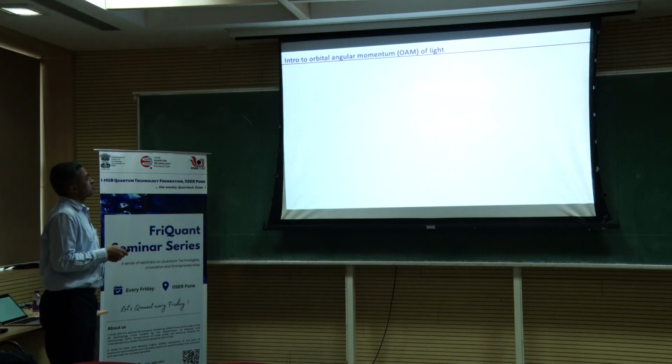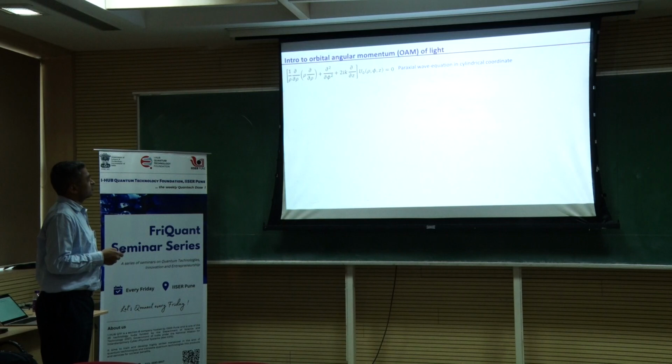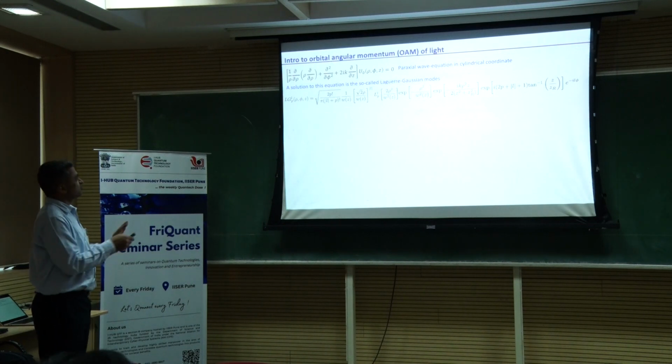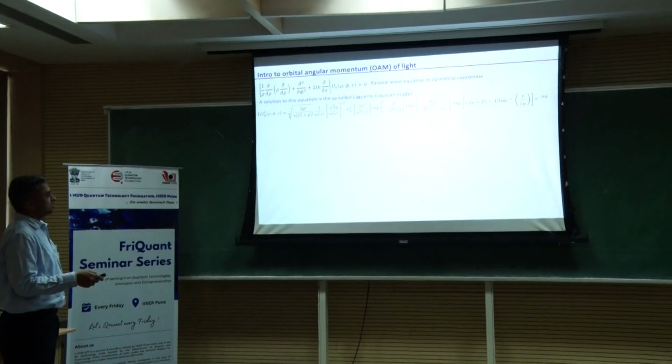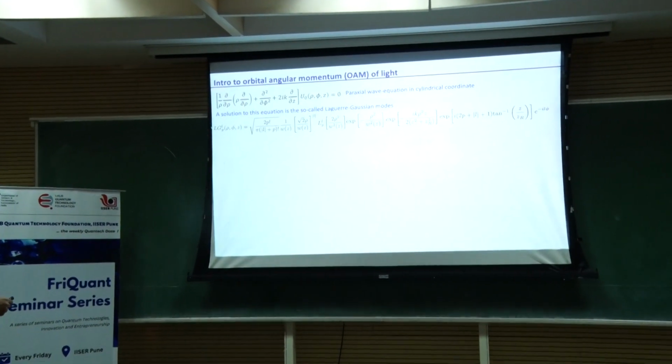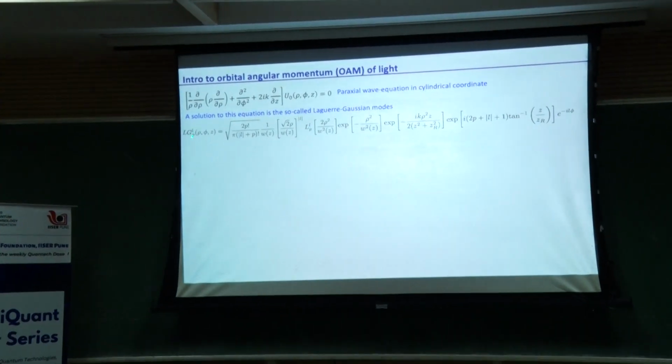Orbital angular momentum of light is actually not a new concept. It's been there for a while. If you have the paraxial wave equation in cylindrical coordinates, that's how it looks. A solution to that is the so-called Laguerre-Gaussian mode. We don't need to go through it; I just want to show the solution. The only thing I want to concentrate upon is that the phase dependence of this mode comes only through its e to the i l phi, and this solution has two indices, l and p.